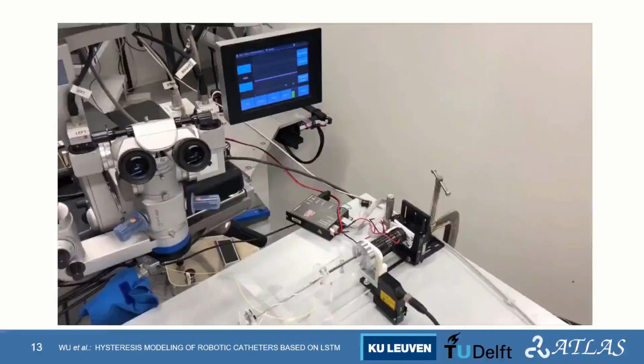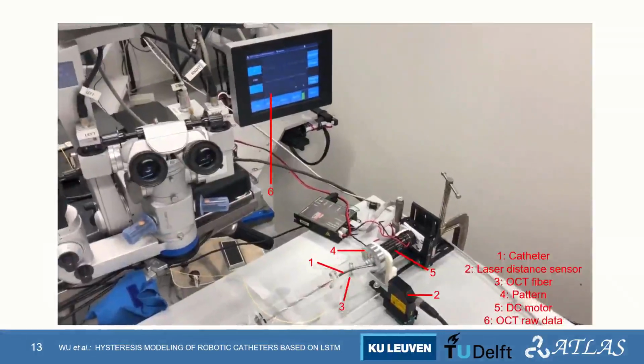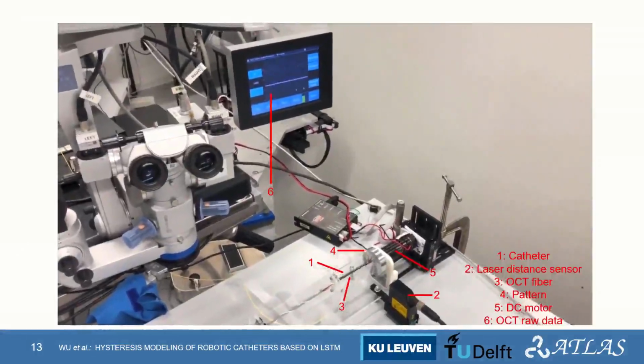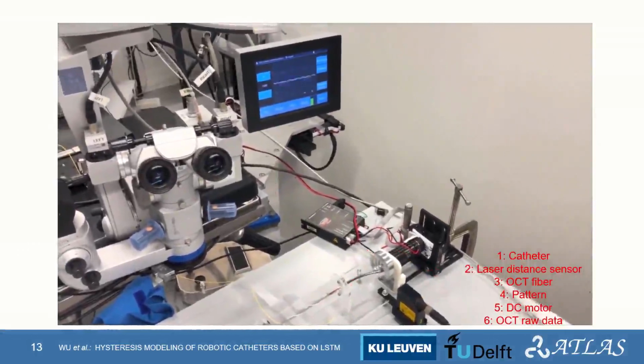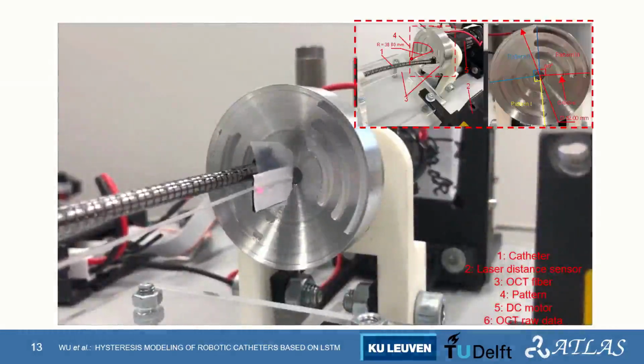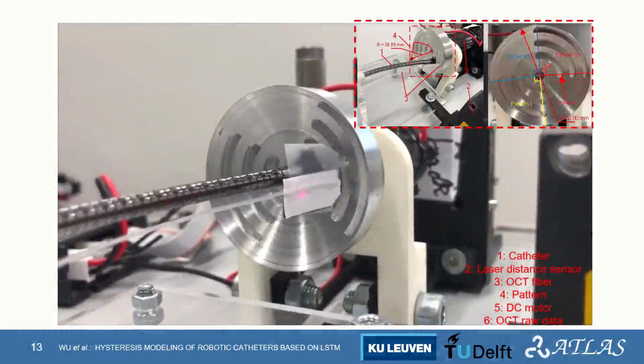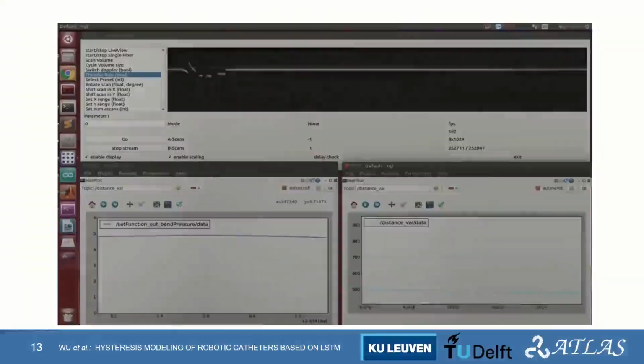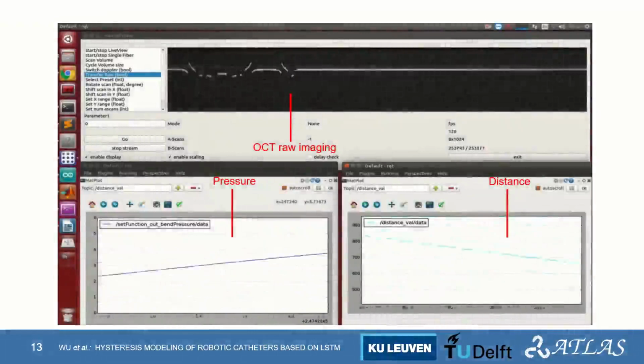The object is rotated by a DC motor so as to simulate the rotation motion of the catheter. An OCT fiber is attached onto the catheter tip to measure the front distance to the object by using an A-mode scan. This video shows the experimental procedure and the setup.